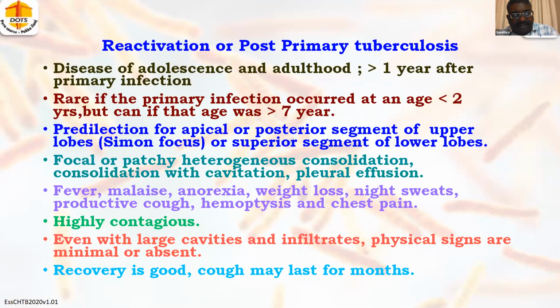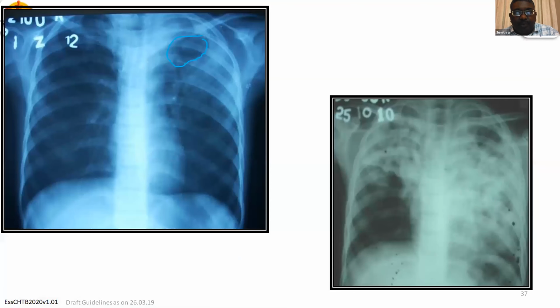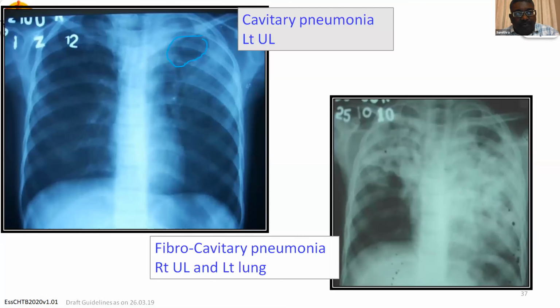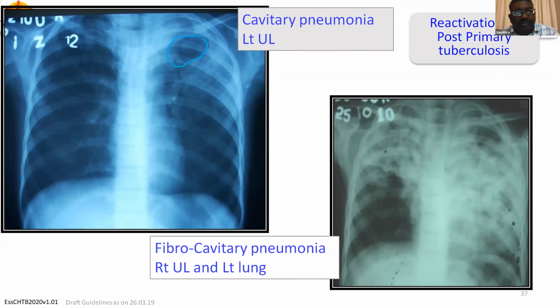Fever, malaise, anorexia, weight loss, night sweats, fatigue, hemoptysis, and chest pain will be there. The importance is that this is highly contagious. This is important when a child resides in the home. Even with large cavities and infiltrates, physical signs will be minimal. Here also the recovery is good, but the cough may last for months. This is a post-primary cavitary pneumonia, post-primary reactivation, fibrocavitary pneumonia in the right upper and the left lung. Just one mark it here.